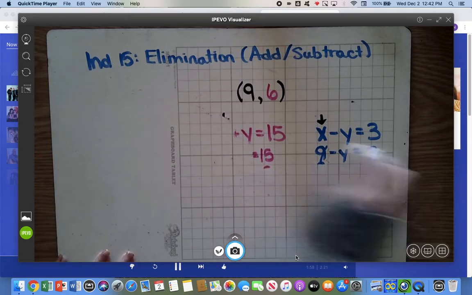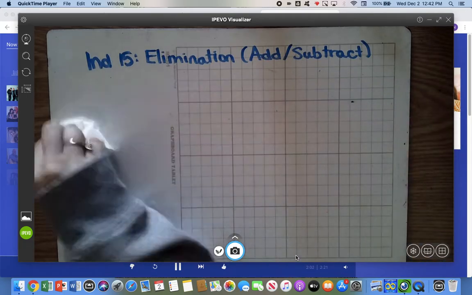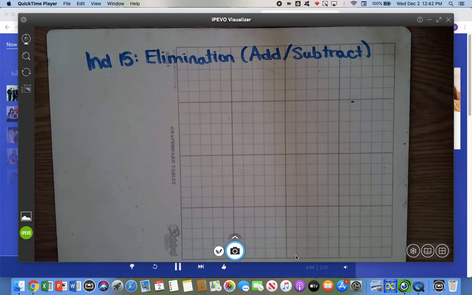With this elimination method, I really like this. This is probably one of my favorite topics to teach. I don't know why. I just like them a lot.